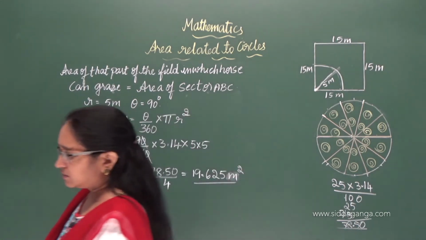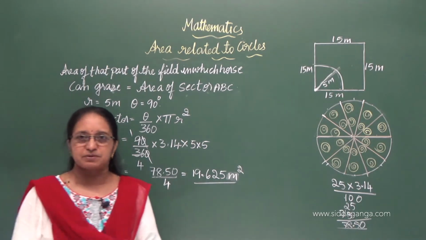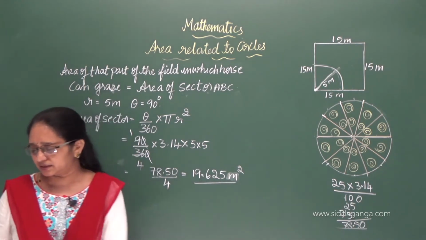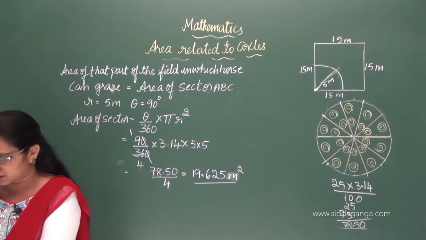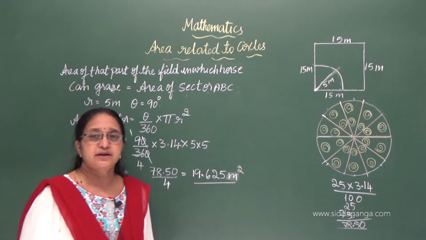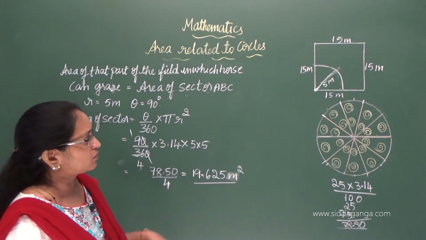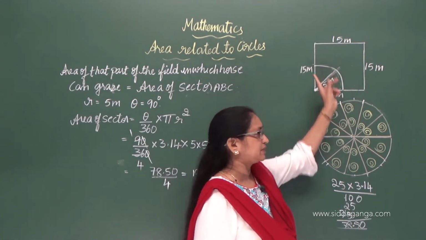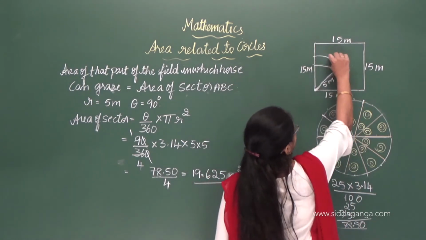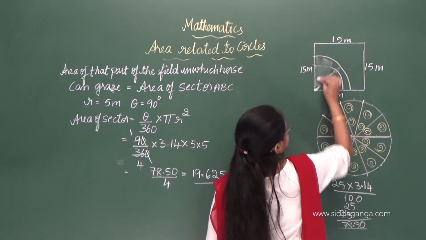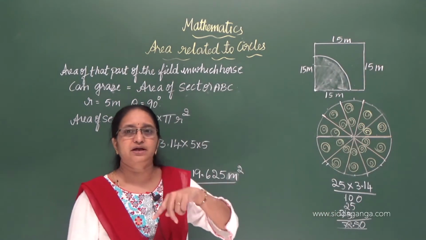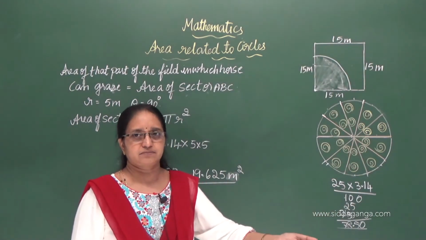Now the second part of the problem: the increase in the grazing area, if the rope were 10 meter long. Now it was 5 meter. If it is increased to 10 meter, definitely it will graze this much extra. So what is that extra, increased area they are asking?